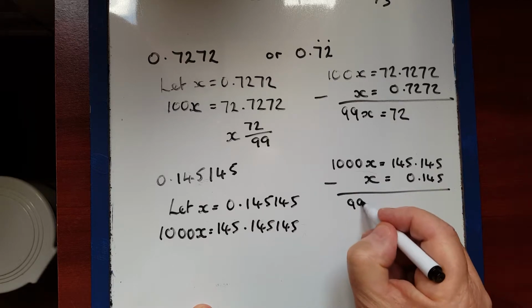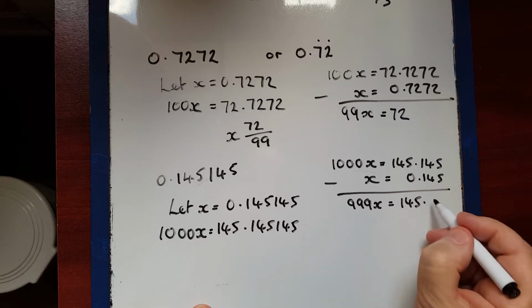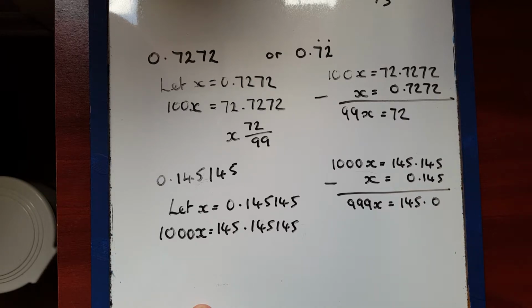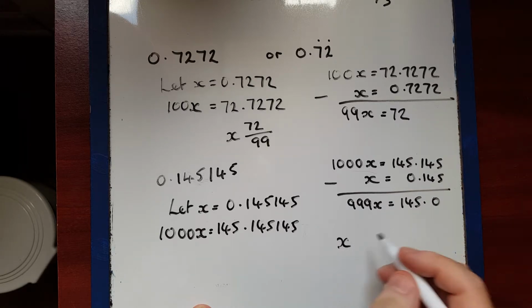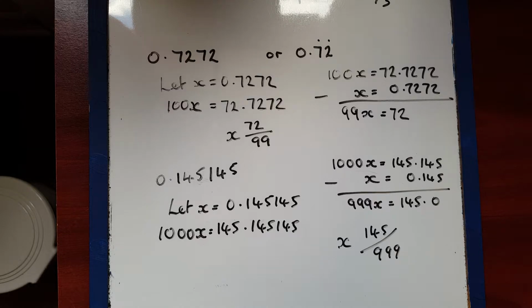And that's going to leave us with 999x equals 145.0, which means that x itself is 145 over 999. Once again, always look out to see whether you can simplify it after that.